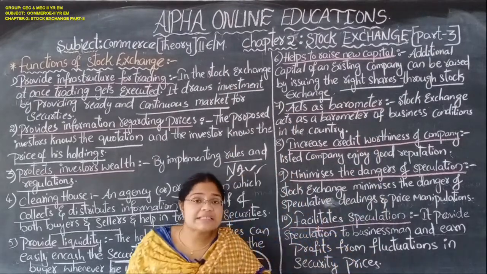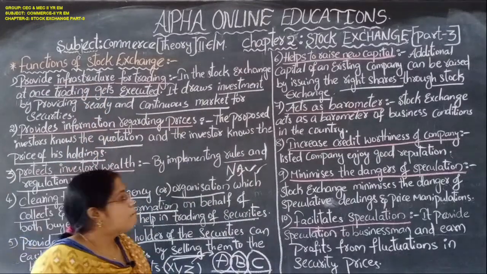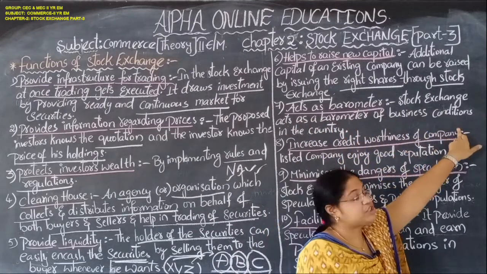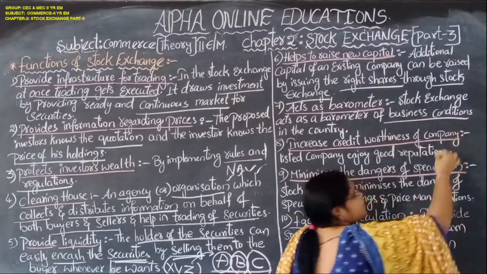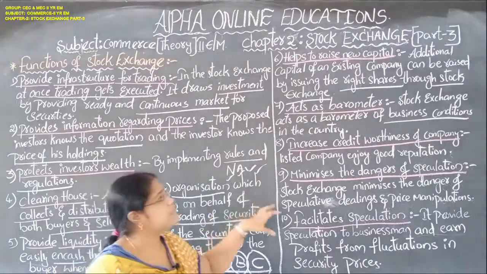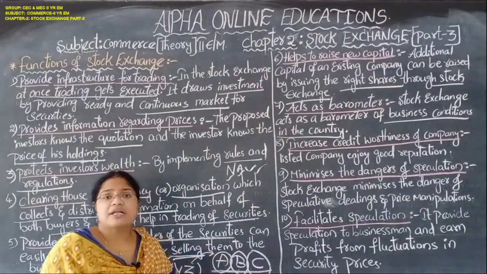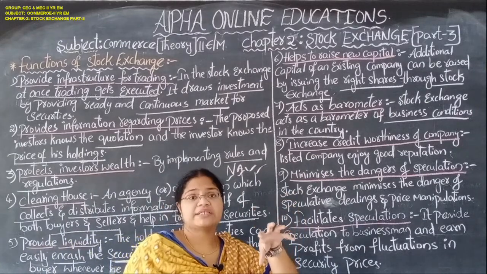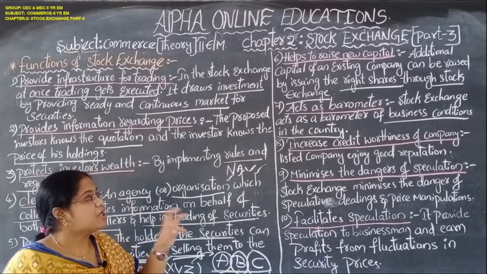Who is acting as a barometer? Stock exchange. The stock exchange is acting as a barometer. Stock exchange acts as a barometer of the business conditions in the country. Means it provides each and every information regarding the business which is in the country. The businesses, the companies which are in the country, which are listed on the stock exchange and whose shares or securities are completely listed. It provides the information regarding those companies.